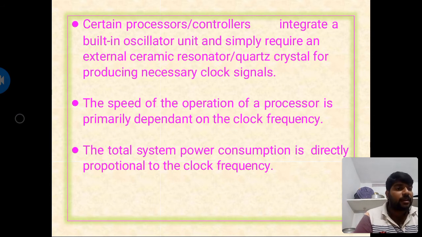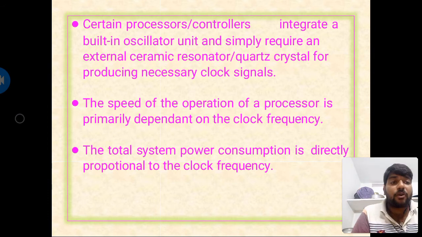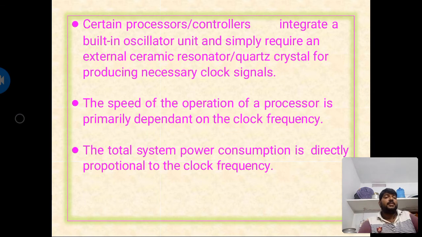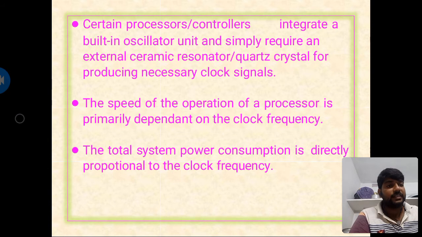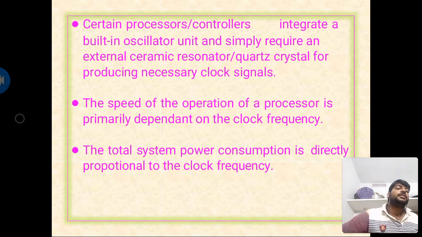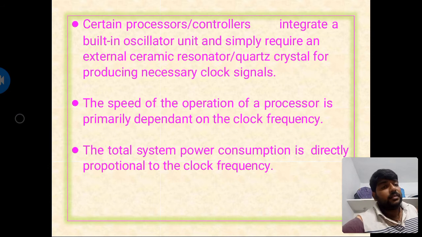Let me take the example of the 8051 microcontroller, which generates a clock of 11.059 megahertz. Coming to the Arduino board, there is an inbuilt crystal oscillator that generates 16 megahertz, so the operating speed is 16 megahertz. These are the different clock frequencies of different processors and controllers.